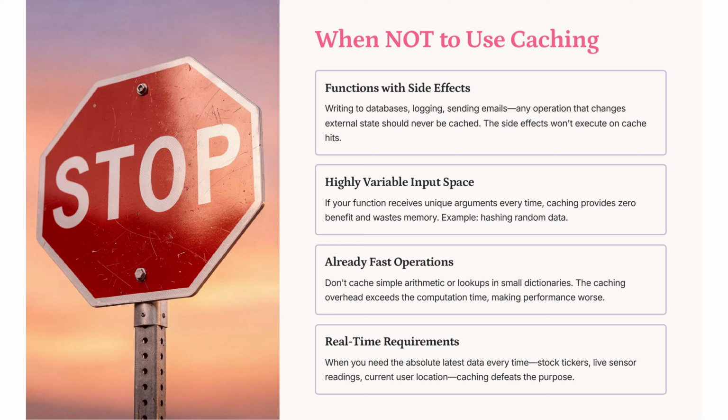Avoid caching functions with side effects like database writes or email sends, as these operations won't execute on cache hits. Caching is ineffective for functions with highly variable inputs or already fast operations, as it wastes memory and adds overhead. For real-time data needs, such as stock tickers or live sensor readings, caching is counterproductive.